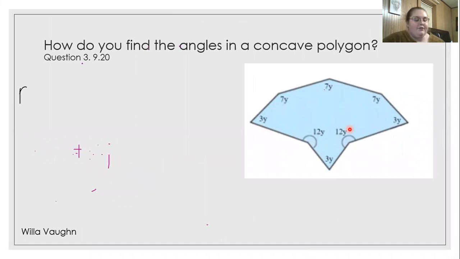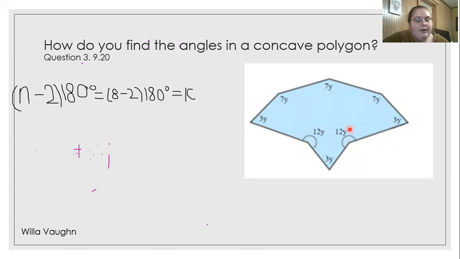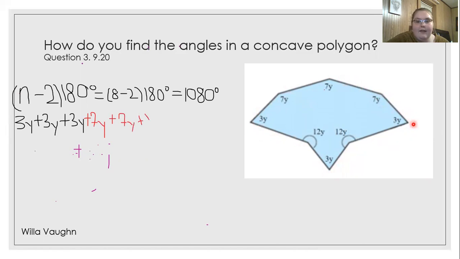All right, question 3. How do you find the angles in a congruent polygon? So as you can see over here, my math is starting to come up. And you have the equation for a concave polygon, and it is, in parentheses, n minus 2, out parentheses, times 180 degrees. So over here, you can see we have n is equal to the number of sides. So in this polygon, we have 8 sides. And so you can see over here, we have 8 minus 2 times 180 equals 1,080 degrees.